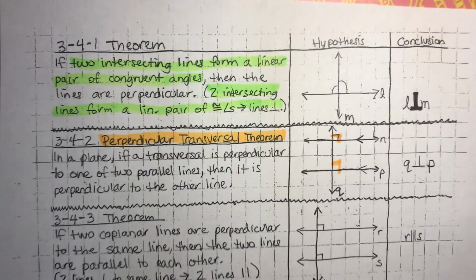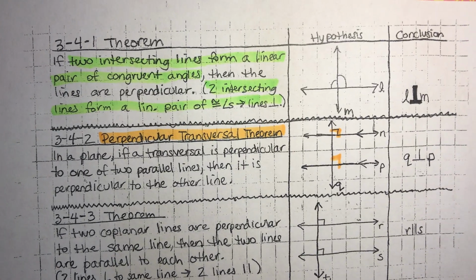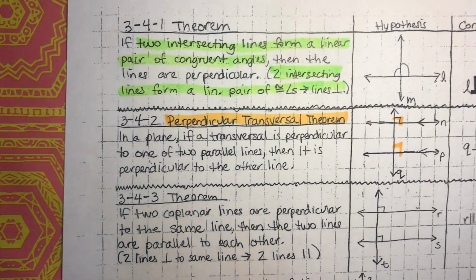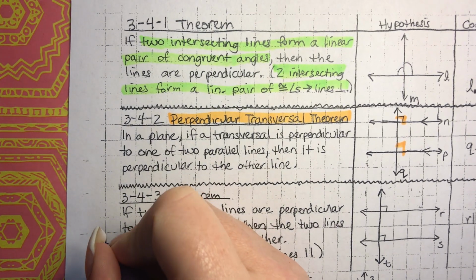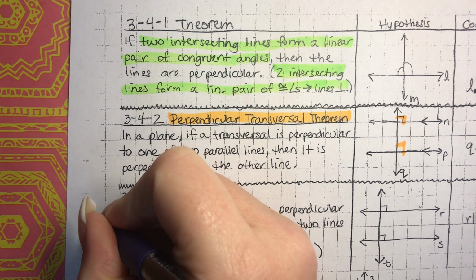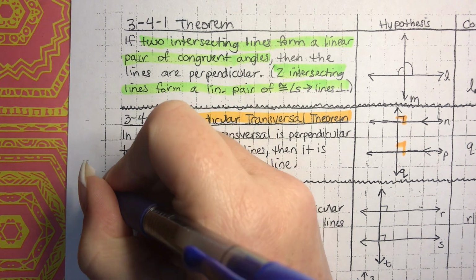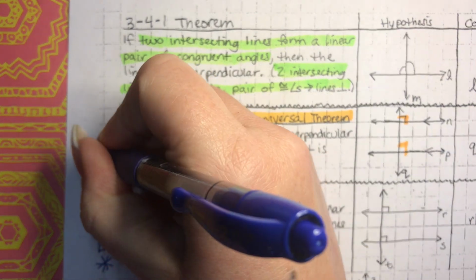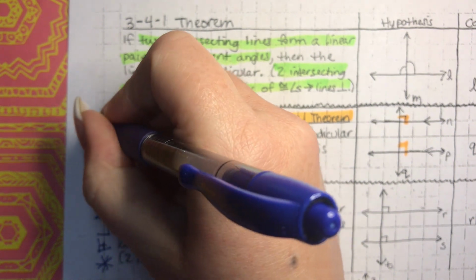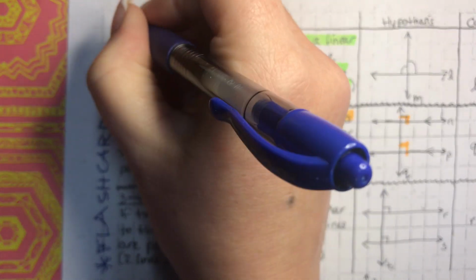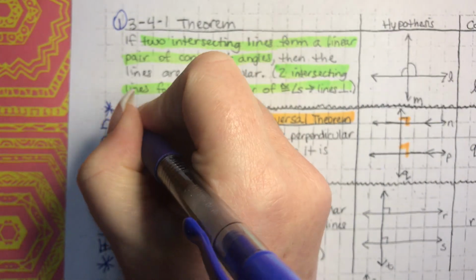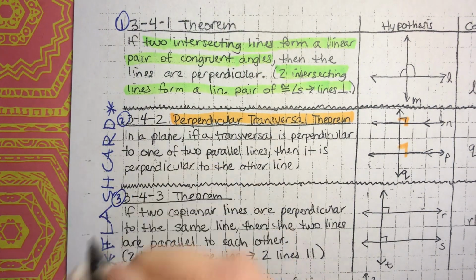Okay, and I want to say before we go any further that all of these need to go on a flashcard. Make sure we're going to go over 3. This is theorem number 1, theorem number 2, and now we're going to talk about theorem number 3.